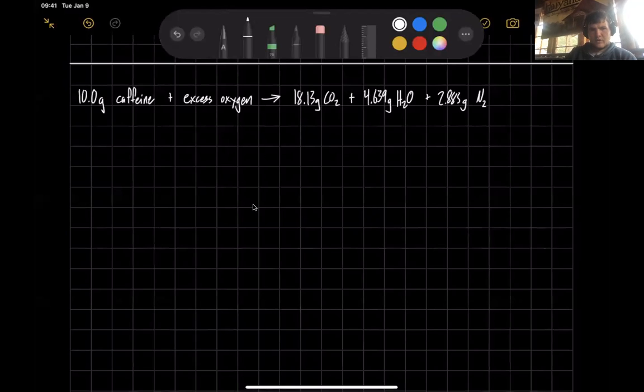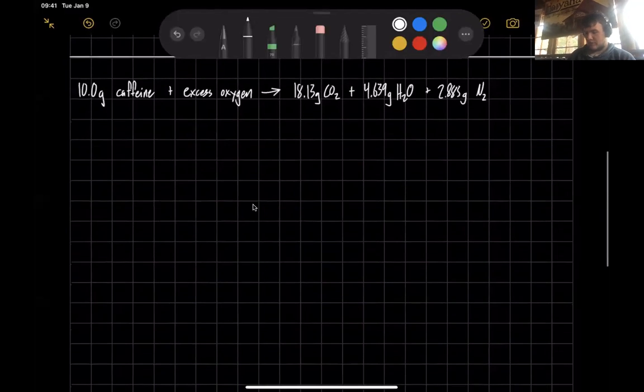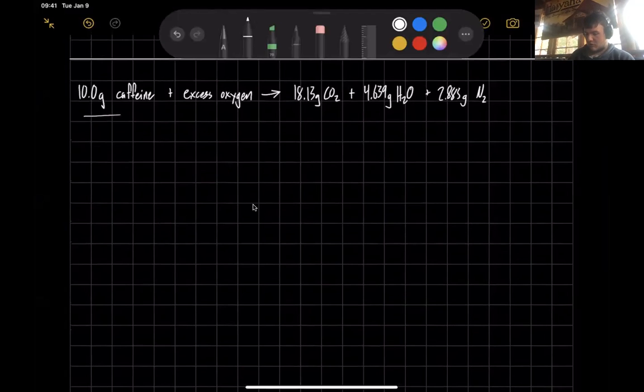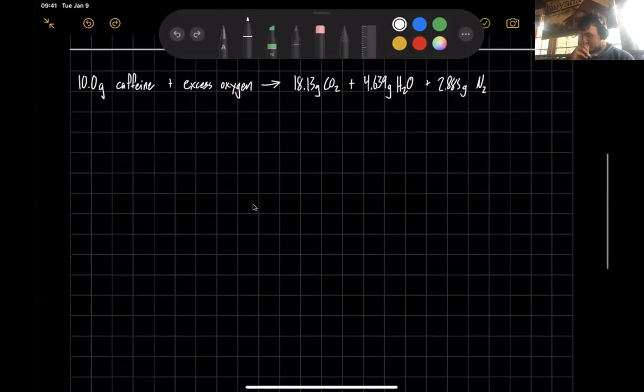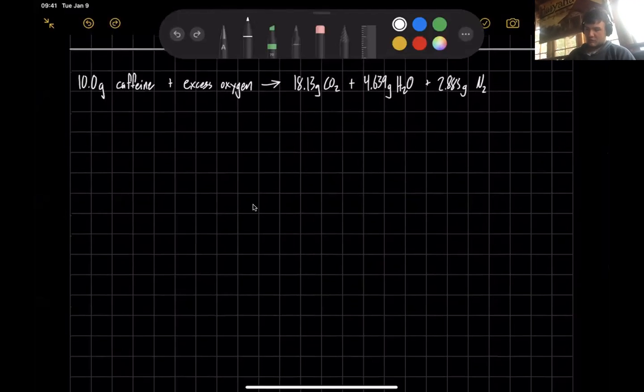Here it is. Okay, so I wrote out the problem basics. We have 10 grams of caffeine with excess oxygen in this combustion reaction, which yields these values. So the first step here is to convert the grams of products into moles of our constituent elements other than oxygen, because that's an excess.